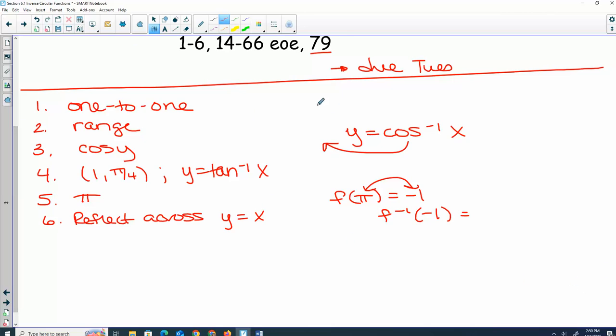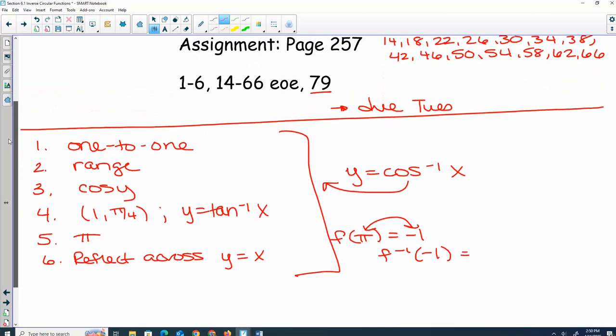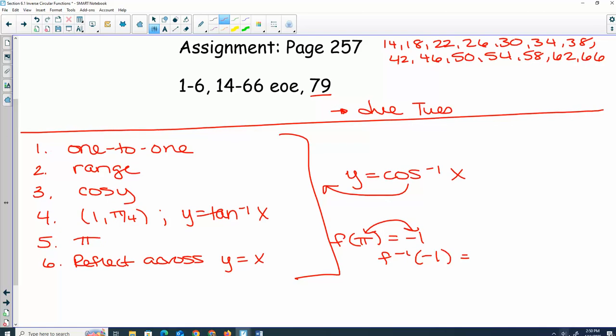Okay, that was kind of the weird little section that's more about inverses. Number 4. Now you're just finding inverses. So think about your quadrant and your unit circle.